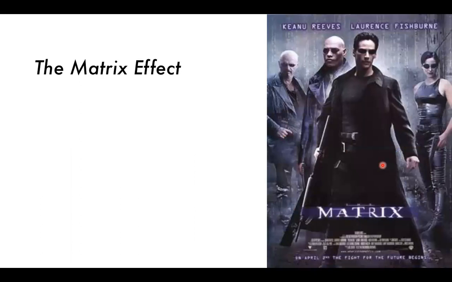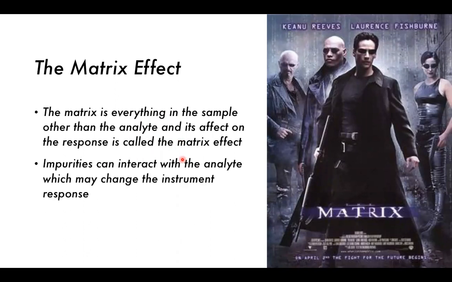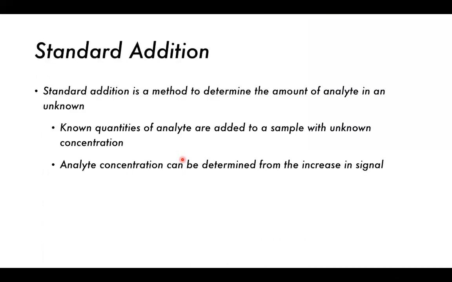So the reason why this is a problem is because of the matrix effect. It's not the movie. The matrix effect is the effect of the components of our sample on the analyte that we're interested in. So the matrix is everything in the sample other than the analyte, and its effect on the response is called the matrix effect. So impurities can interact with the analyte, which may change the instrument response. This causes calibration curves based on pure analyte samples to be unreliable. So we'll see an example of this as we move through.